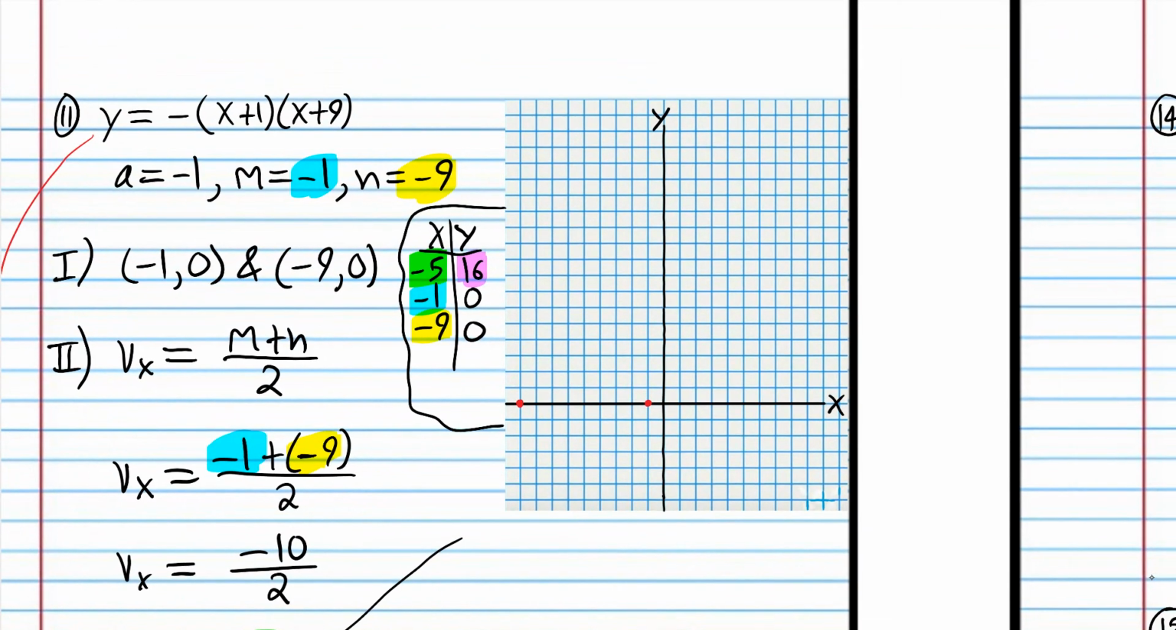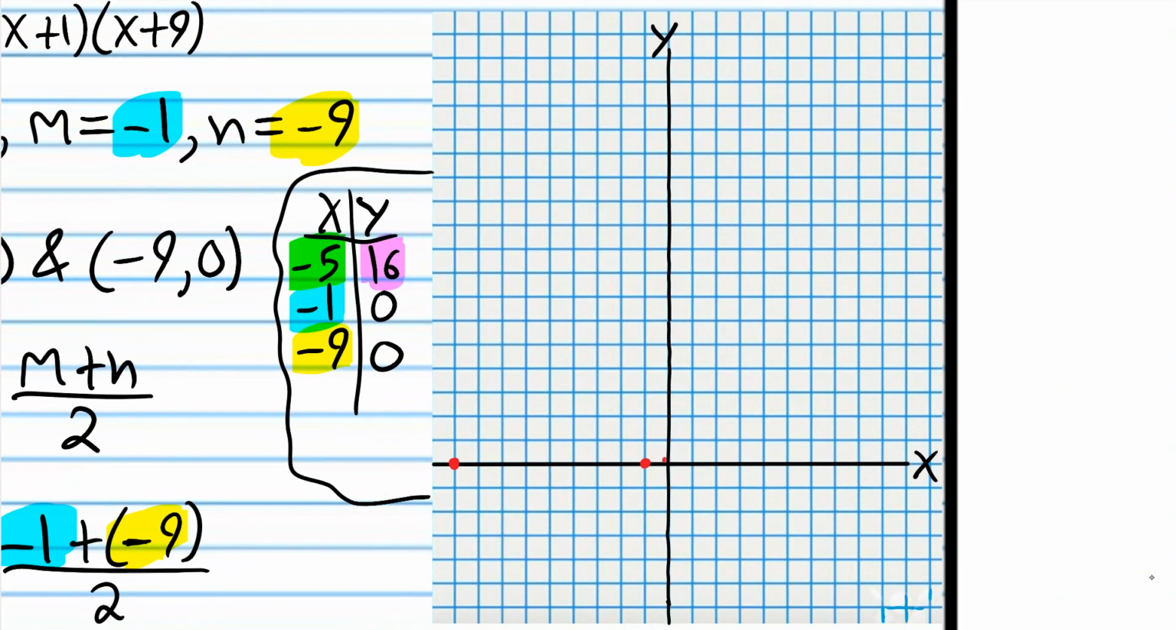Okay, so we already have the x-intercepts plotted, so let's just do the vertex: 1, 2, 3, 4, 5, -5, and then 1, 2, 3, 4, 5, 6, 7, 8, 9, 10, 11, 12, 13, 14, 15, 16. And so that is -5, 16, and this is -1, 0, and this is -9, 0. And we just connect the dots.